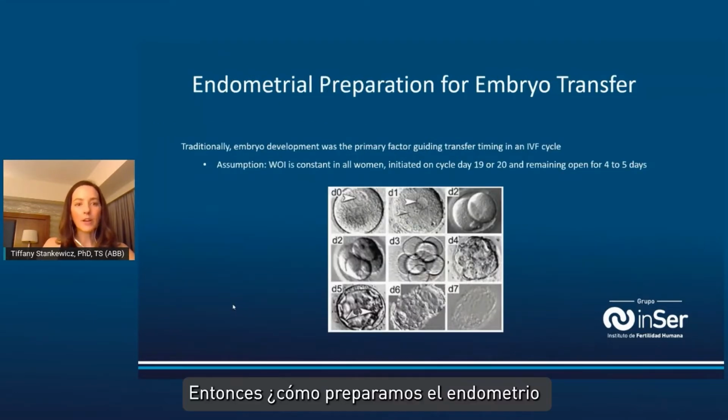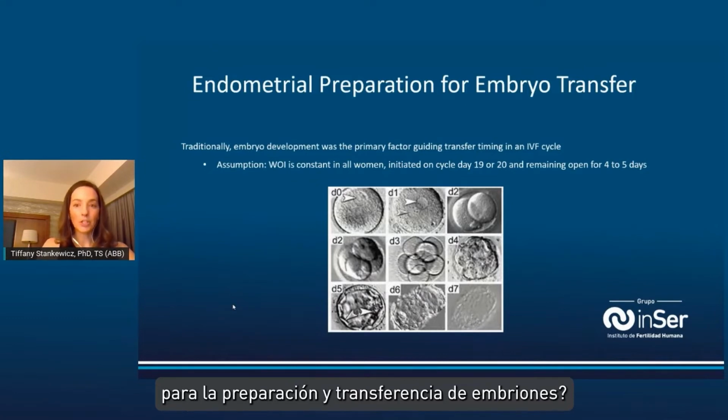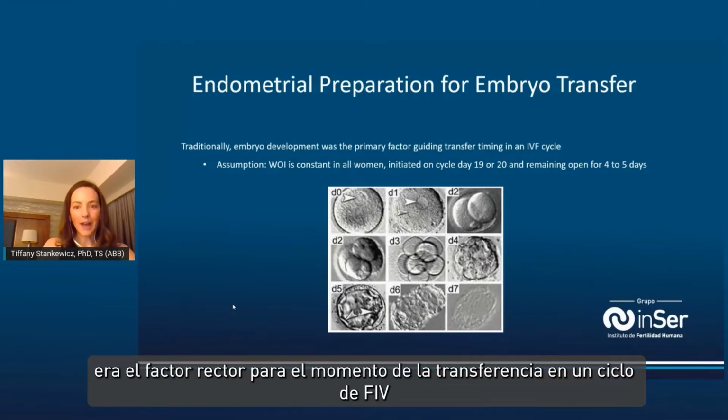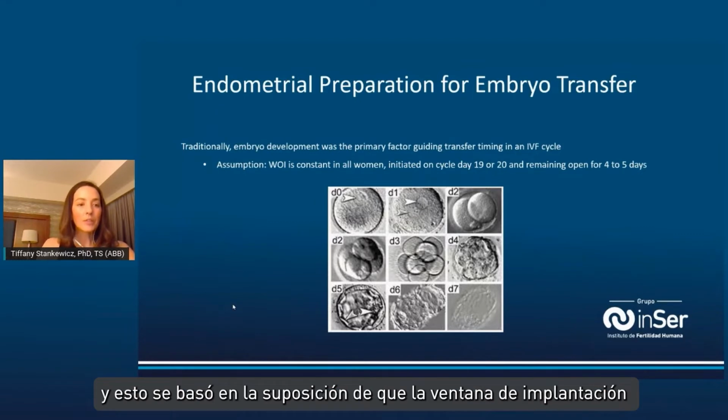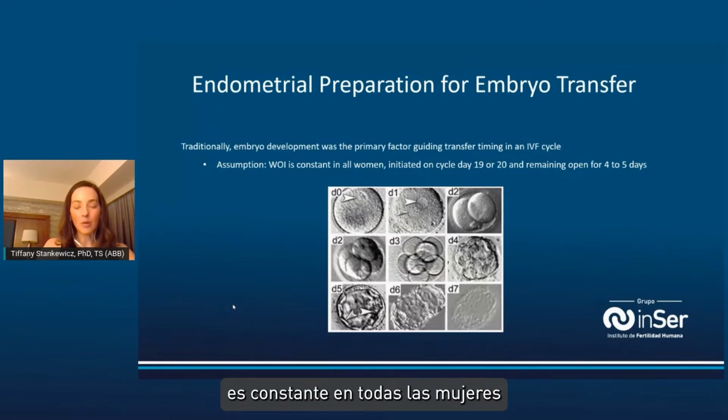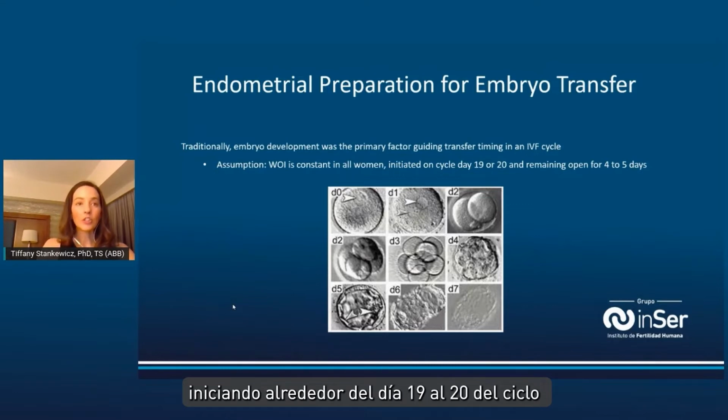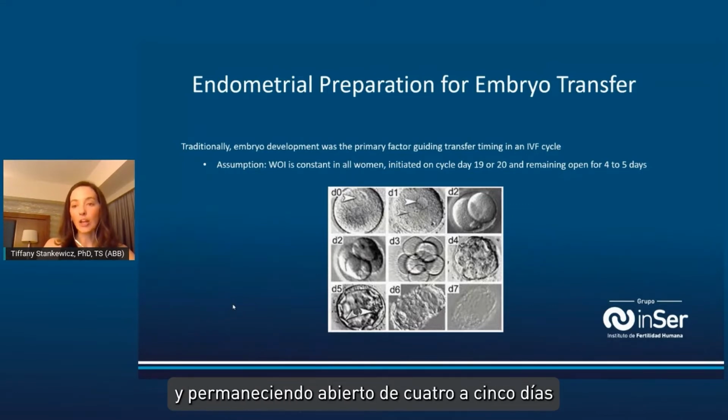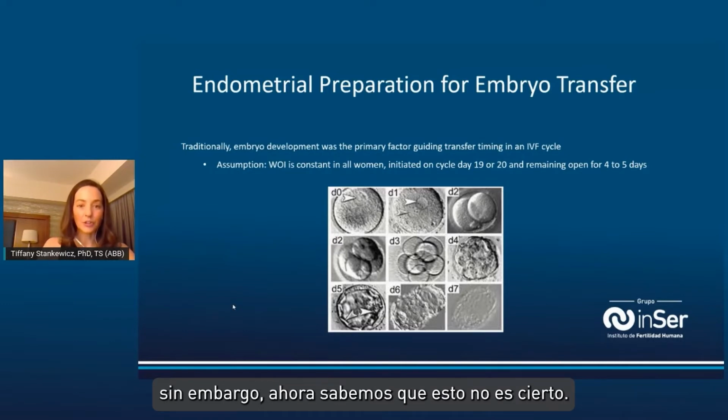So how do we prepare the endometrium for embryo transfer? Traditionally, embryo development was the guiding factor for transfer timing in an IVF cycle. And this was based on the assumption that the window of implantation is constant in all women, initiating around cycle day 19 to 20 and remaining open for 4 to 5 days. However, we now know that this is not true.